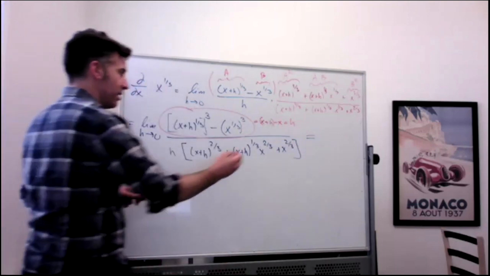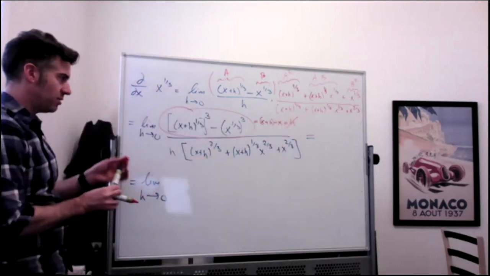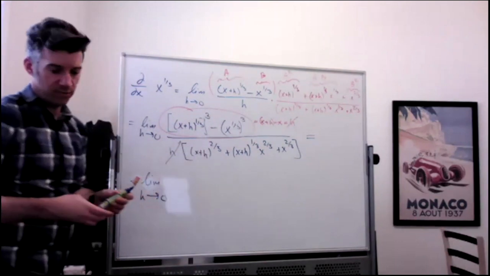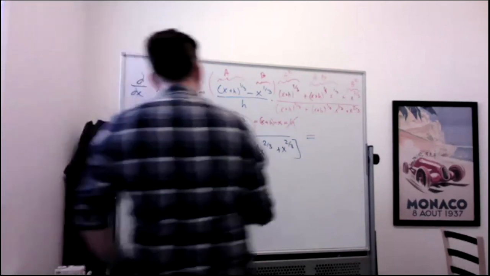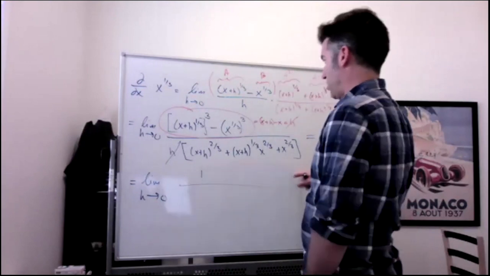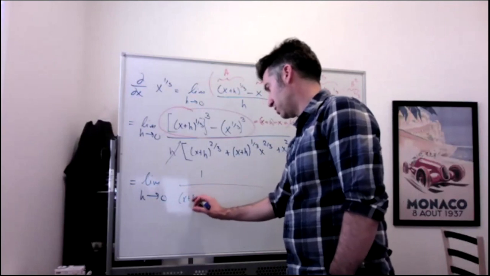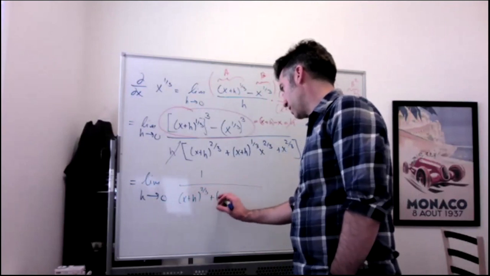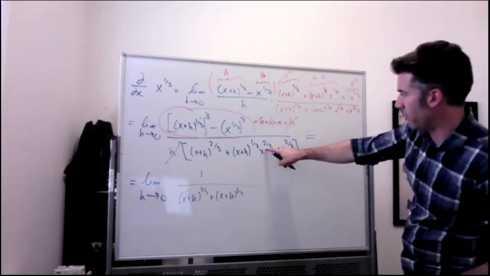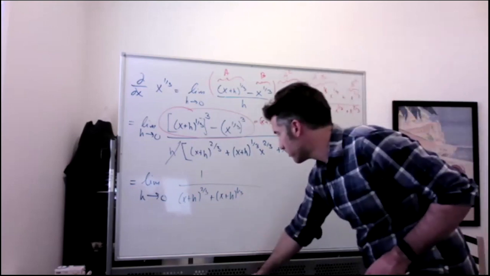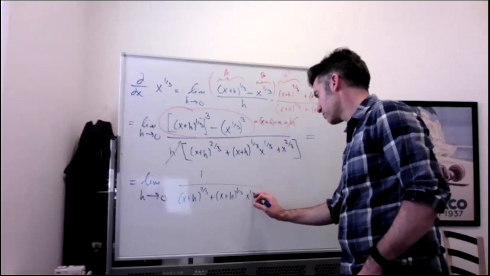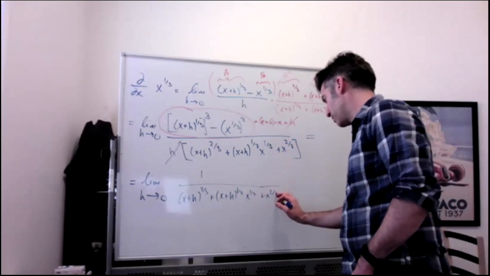And then, holy smokes, we can cancel some stuff. We're always trying to cancel out that first h in the denominator. Then we end up getting the limit as h goes to 0 of 1 on top over all this garbage here. X plus h to the 2/3 plus x plus h to the 1/3. Oops, that should be an x to the 1/3. Sorry, I made a little mistake there. Plus x to the 2/3.